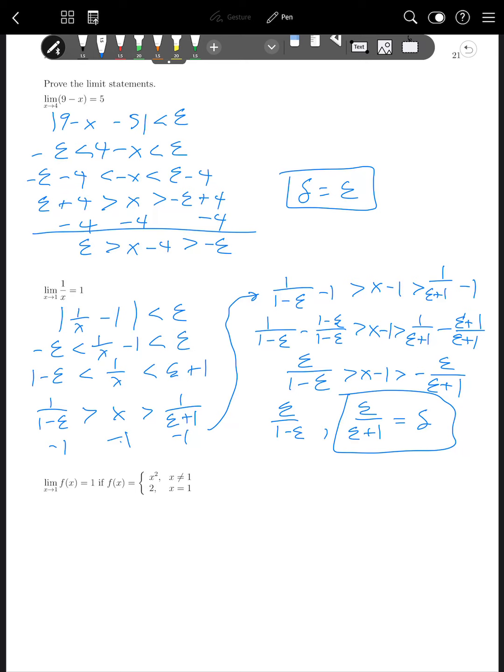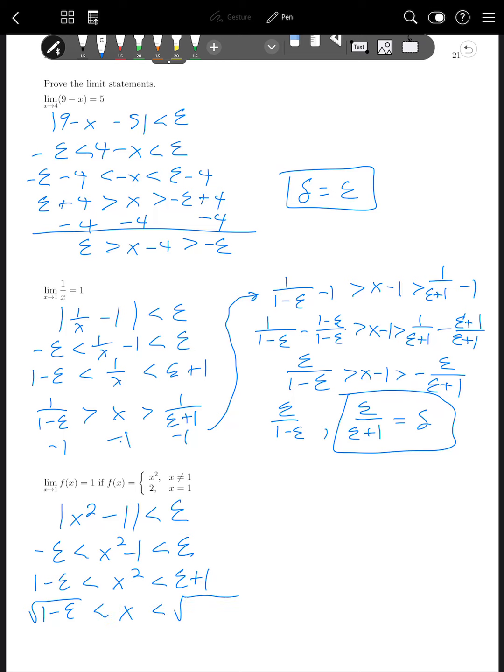Okay, and then the last one, the thing you need to notice is this bottom part is only at one single point. So you don't even really need to worry about it for proving the limit. So to prove the limit, we're just going to do the absolute value of x squared minus 1 is less than epsilon. So that's negative epsilon is less than x squared minus 1, which is less than epsilon. Add 1, so 1 minus epsilon is less than x squared, which is less than epsilon plus 1, and then take the square root. So the square root of 1 minus epsilon is less than x, which is less than the square root of epsilon plus 1.